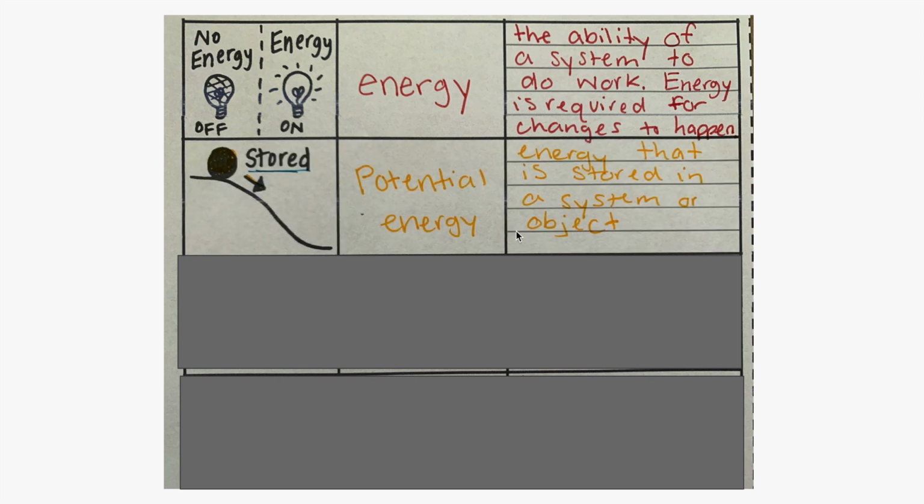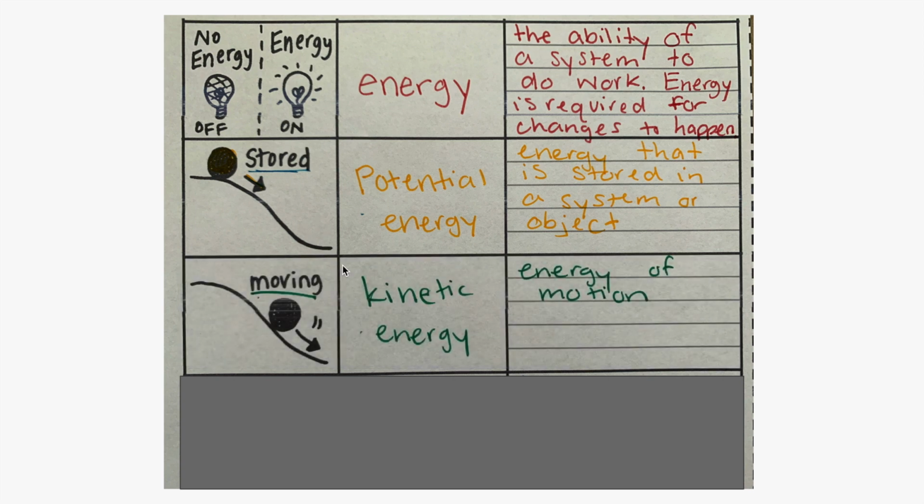Our next definition is potential energy. So this is energy that is stored in the system or an object. So in our picture over here, we have a ball that is at the top of the hill, and it has stored energy because it is not moving.